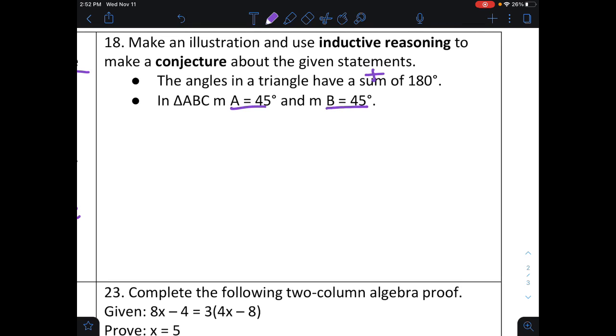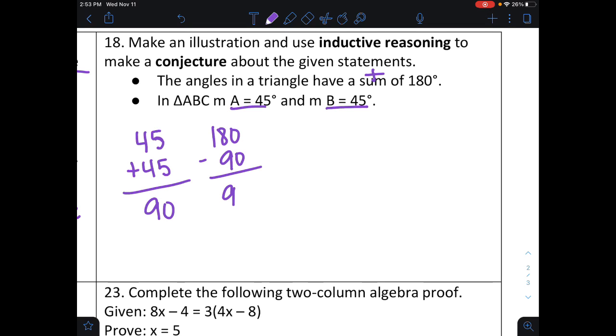a 45. Okay, so 45 plus 45 is 90. And if we take 90 away from 180, we get another 90. So this was angle A, this was angle B, and this is angle C. That's the missing angle that they didn't tell us yet.